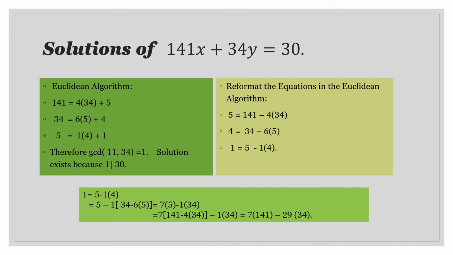So when we want to get the GCD in terms of these numbers 141 and 34, I say that the GCD of 141 and 34 can be written as a linear combination: 7 times 141 plus negative 29 times 34. So even without reforming these equations, you can directly substitute and get the GCD as a linear combination of this A and B.